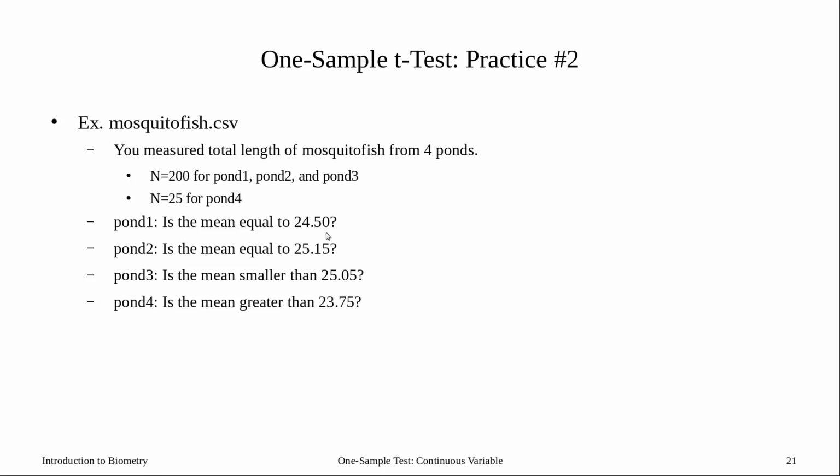So for pond 1, is the mean equal to 24.5? For pond 2, is the mean equal to 25.15? For pond 3, is the mean smaller than 25.05? And for pond 4, is the mean greater than 23.75? Note, the first two are two-tailed tests because we didn't specify direction, but the last two are one-tailed tests. So pause the video, import mosquitofish, and try to run t-tests for each of these 4 variables.